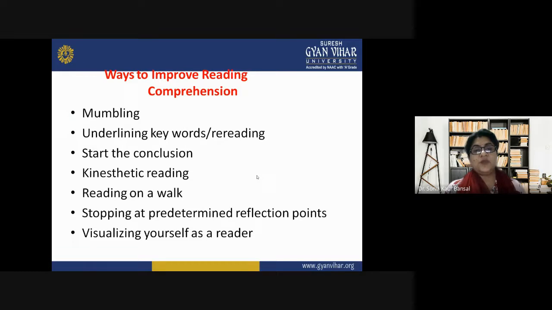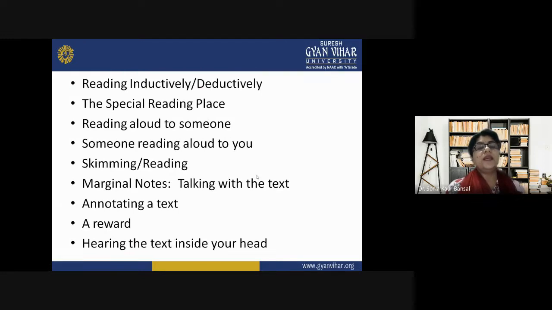Aesthetic reading must be there. The psychomotor part must be involved. Reading on a walk, just to improve your memory and attention level. Stopping at predetermined reflection points. Visualizing yourself as a reader must be very helpful. Then reading inductively and deductively will also be helpful.